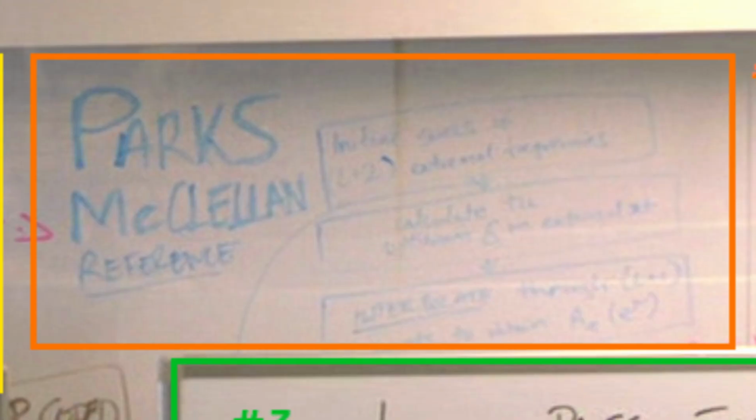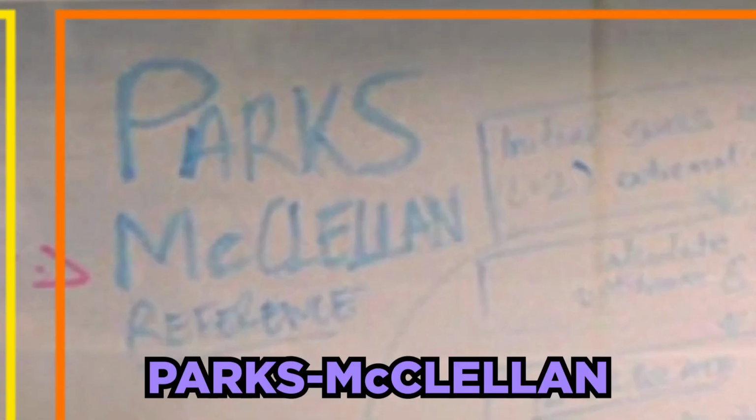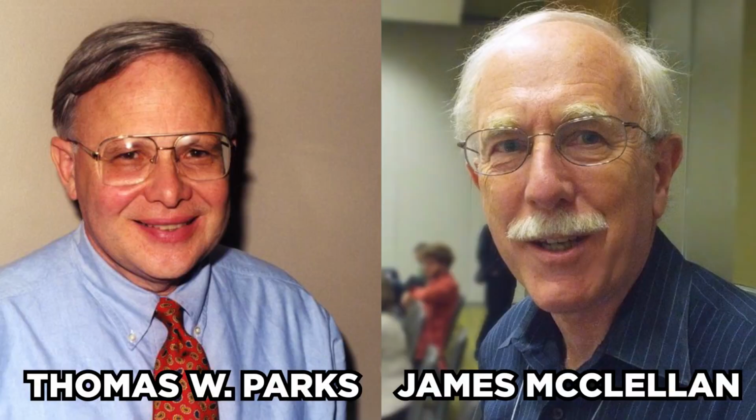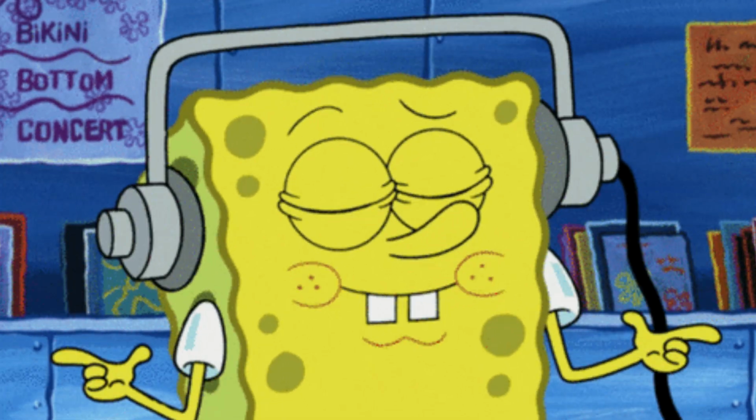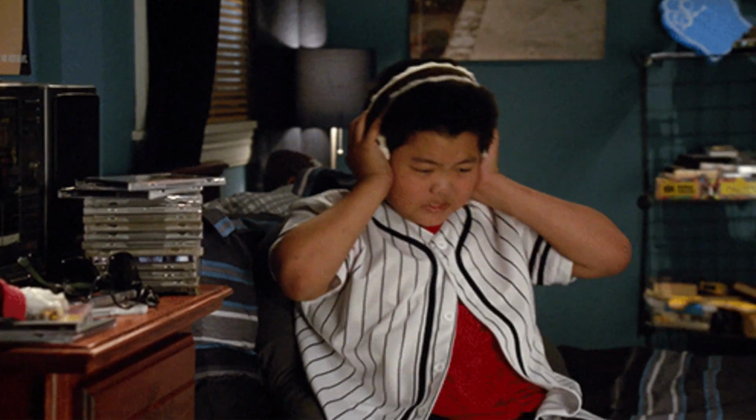Moving on to the right side of the board, there's two names written here. Now, the Parks-McClellan reference that you can see. Well, I did some research, and Parks-McClellan are the names of two engineers who came up with the Parks-McClellan filter design algorithm. And what this algorithm does is, so let's say you listen to music or some voices, and you might notice that some parts are louder than the others.